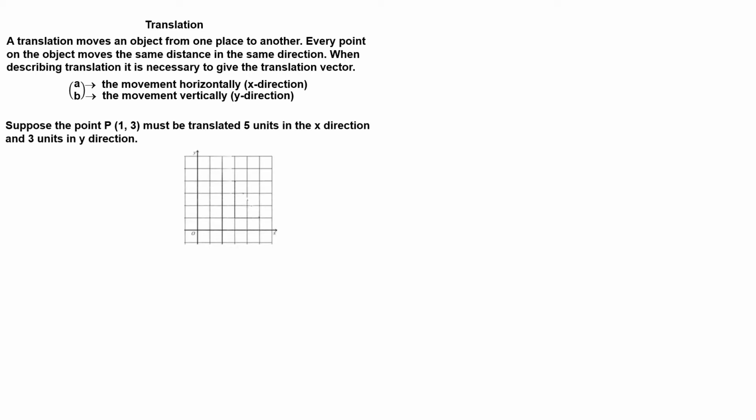Under a translation, each point is moved a fixed distance in a given direction. Suppose the point P must be translated 5 units in the x direction and 3 units in the y direction. Look at the diagram. Let's represent the point P, or position vector P.